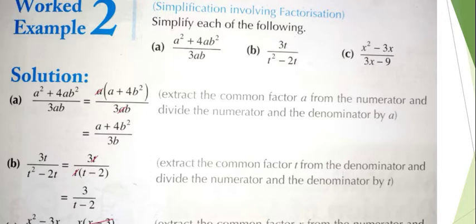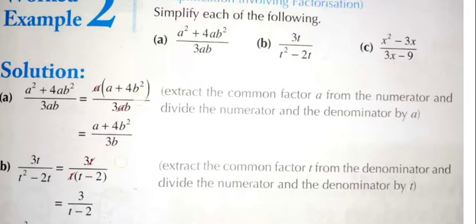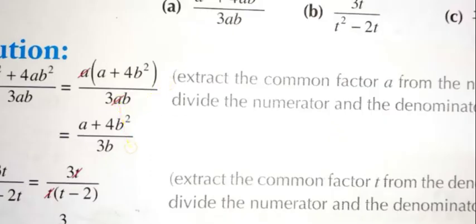And then finally you can cancel out the a, so we'll have a plus 4b squared over 3b, and that's it, that's all. You cannot do anything about it anymore. Notice that you also cannot cancel out this b here and this b, because you have an addition sign here. Whether it's an addition or subtraction sign there, you cannot cancel the variable in the numerator with the denominator, except if you already pull out the common factors like this.